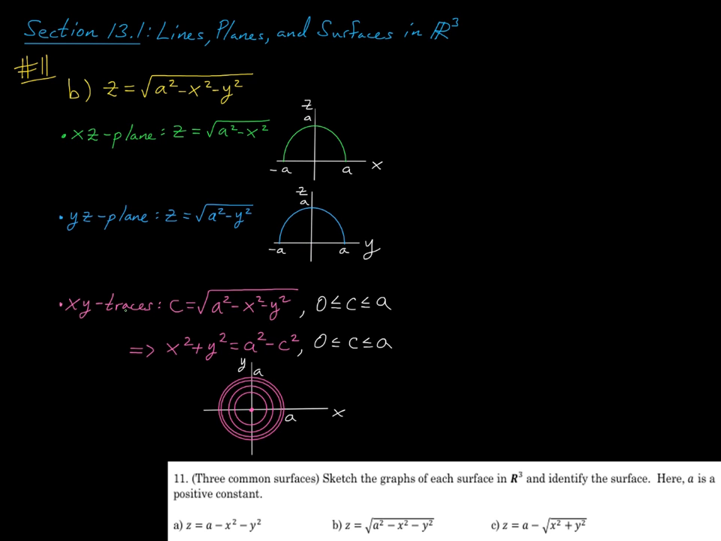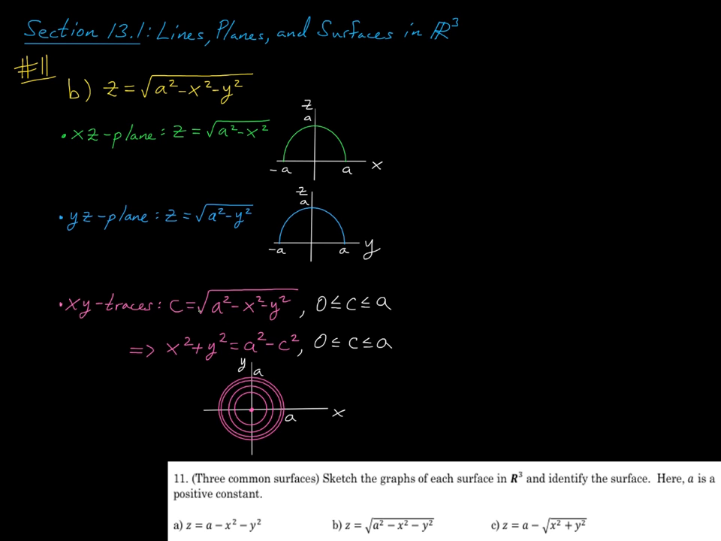And then if I look at the xy traces, again, just like in part A, I'm going to include more than just one here, just to give us a good feel for what the surface ultimately looks like. So I set z equal to a constant, so I get c is equal to the root of a squared minus x squared minus y squared. I note here that since c is equal to a positive square root, c has to be non-negative. And I also claim that c has to be less than or equal to a. Why is that? Well, this square root term will be as big as possible when the inside of the square root is as big as possible. And since we have these subtractions here, that's going to happen when both x and y are 0.